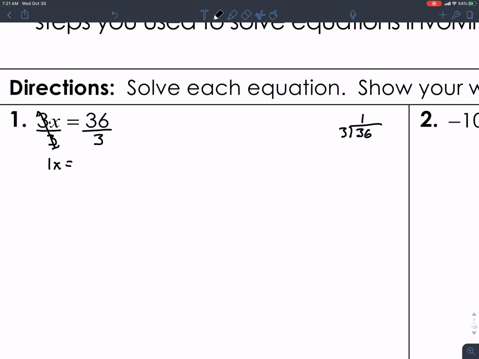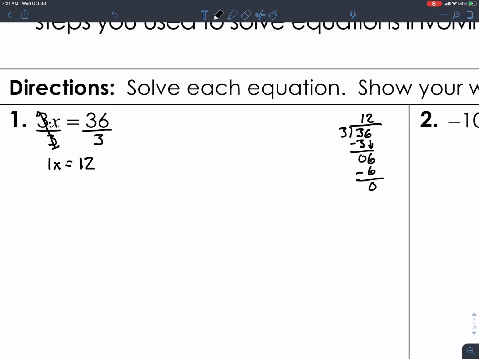3 goes into 3 one time. 1 times 3 is 3. Subtract, that's a 0. Bring down the 6. 3 goes into 6 2 times. 2 times 3 is 6. Subtract the 6, that's 0. I'm done. So 36 divided by 3 is 12.